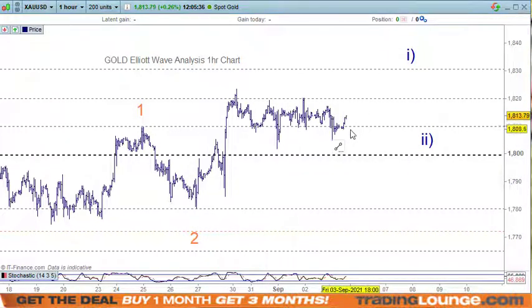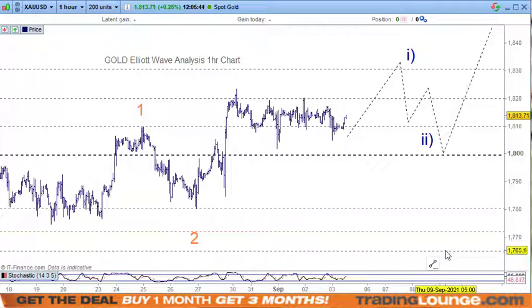So we want to see 5 waves somewhere up here, and then we'll see an ABC back for wave 2 and then going up again, something of that nature.